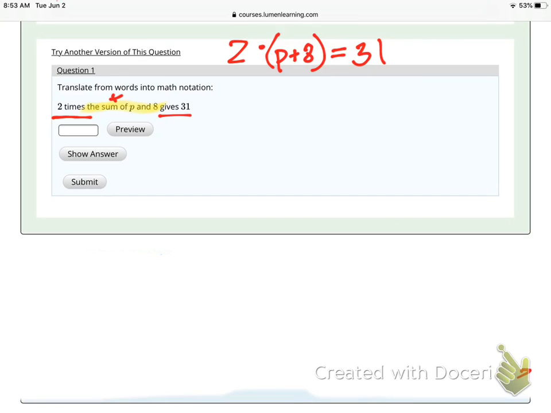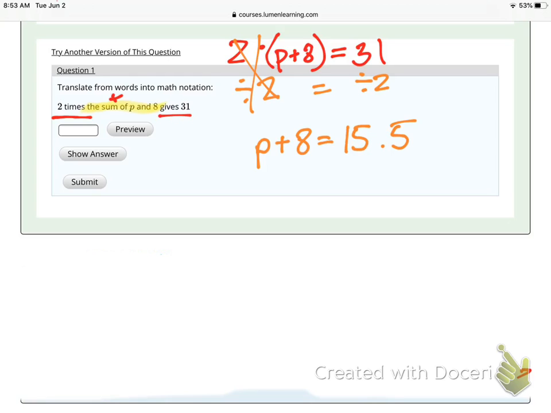And then we just go and we do the same things we've been doing before. Still, this is 2 times. So I'm going to divide by 2 on each side. Divide by 2 equals divide by 2. That's gone. I now get P plus 8 equals 15.5 for some reason. And then we keep going.